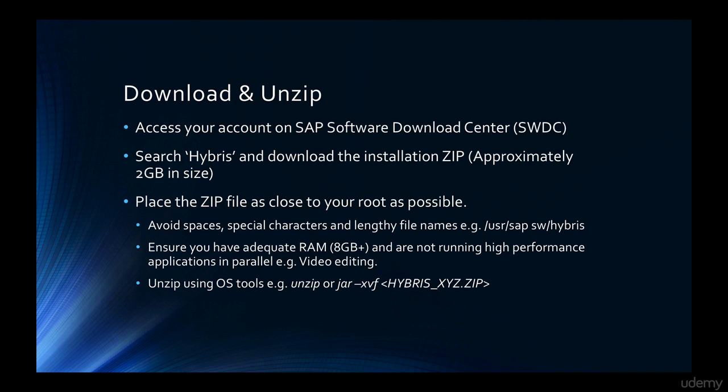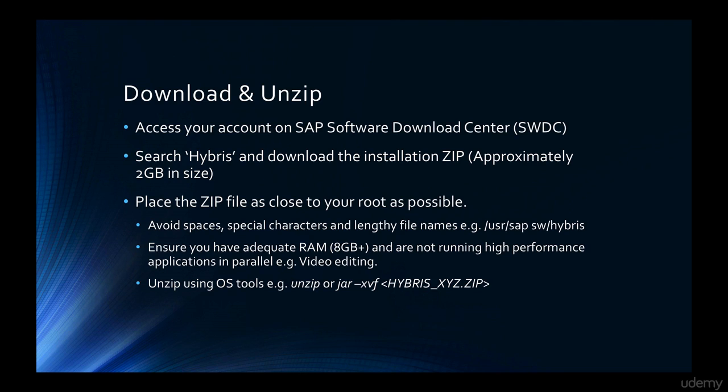For example, on a Linux system, a compromised location would be similar to /user/SAP SW/Hybris. This space between SAP and SW can cause build issues and compilation issues for SAP Hybris. Next, you're going to need a reasonably high performance laptop, desktop, or server. It is recommended by SAP to have at least 8 gigabits of RAM and not to be running any high performance applications at the same time, for example, photo and video editing.